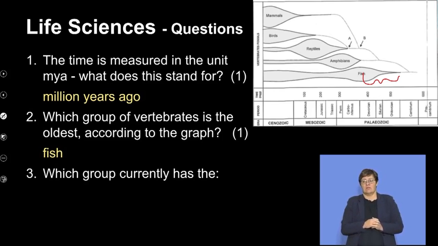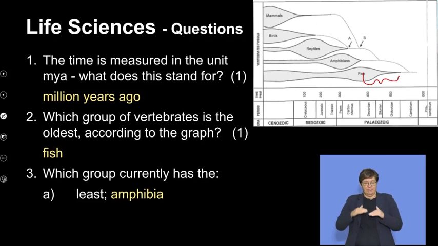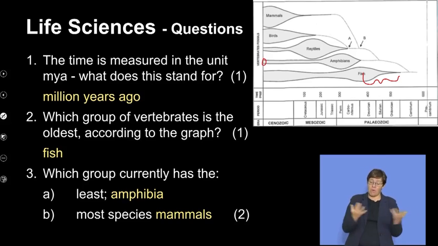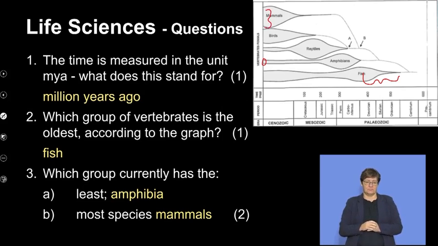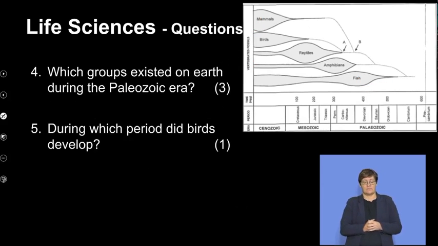Then, which group currently has the least? And that is the thickness there. That's the amphibian group. And which group currently has the most different species? And that is there. That is the mammals. And we know they have the most different species because their bar is the widest. Next question.